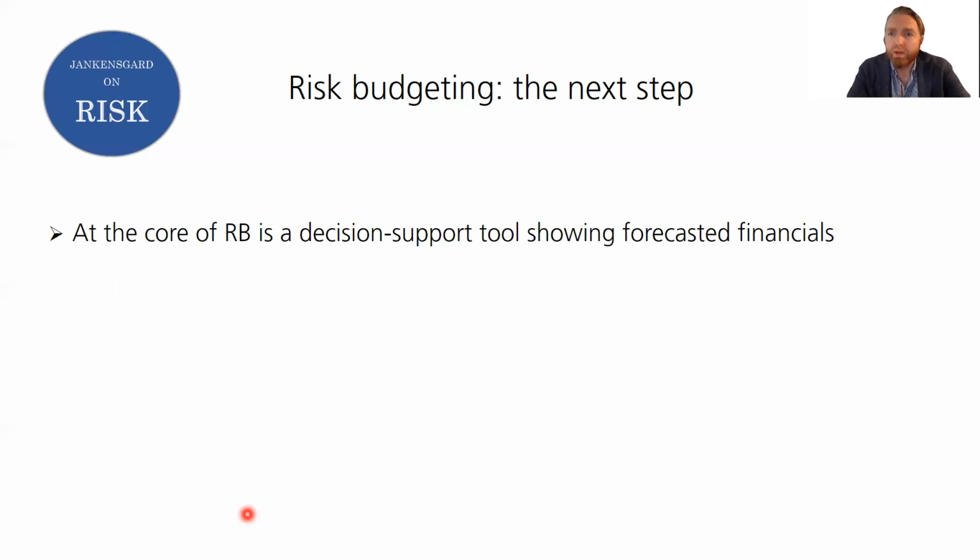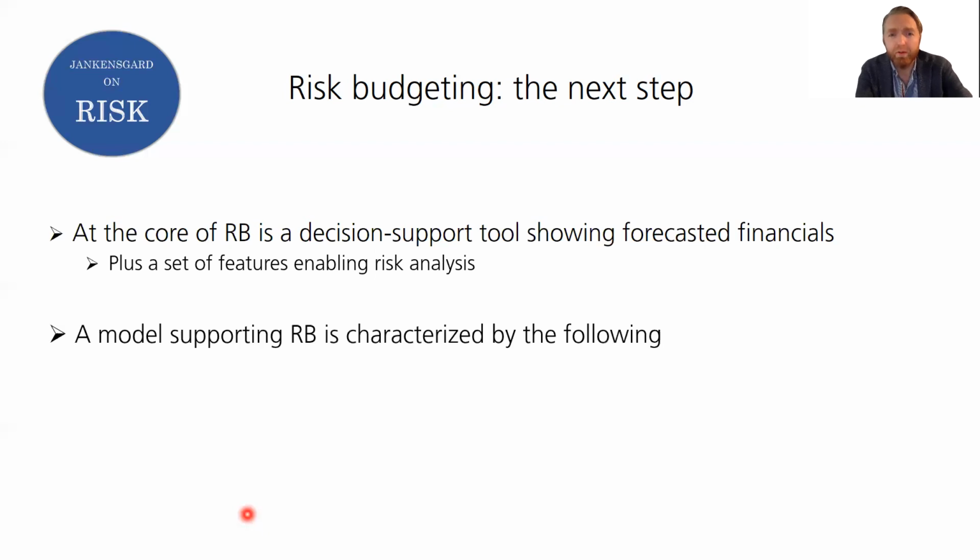So at the core of risk budgeting is a decision support tool showing forecasted financials, plus an overlay of risk analysis. On top of that, we put some structure that lets us carry out risk analysis and provide this understanding of the risk and return profile of the firm.